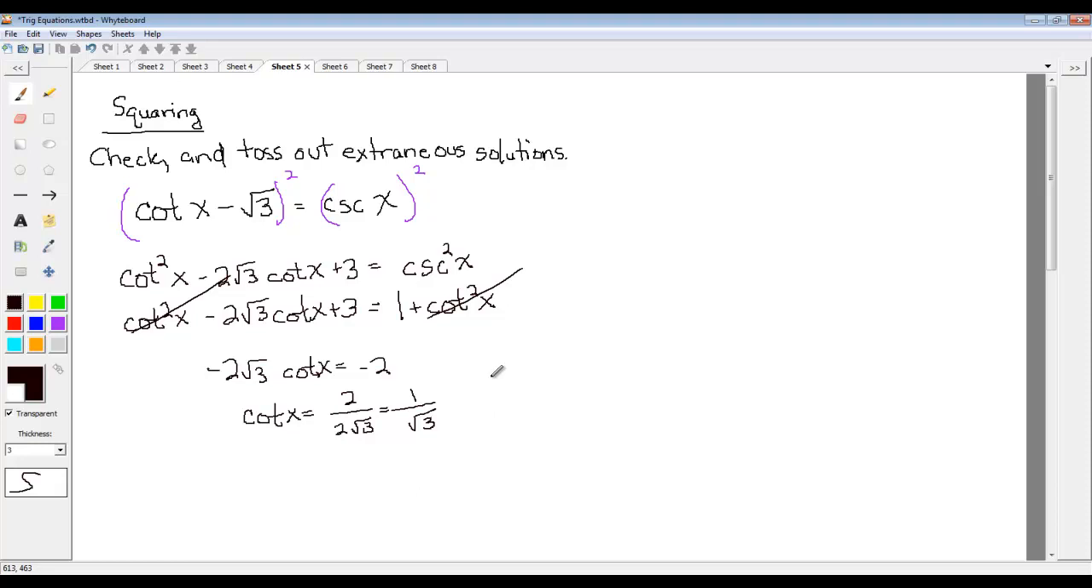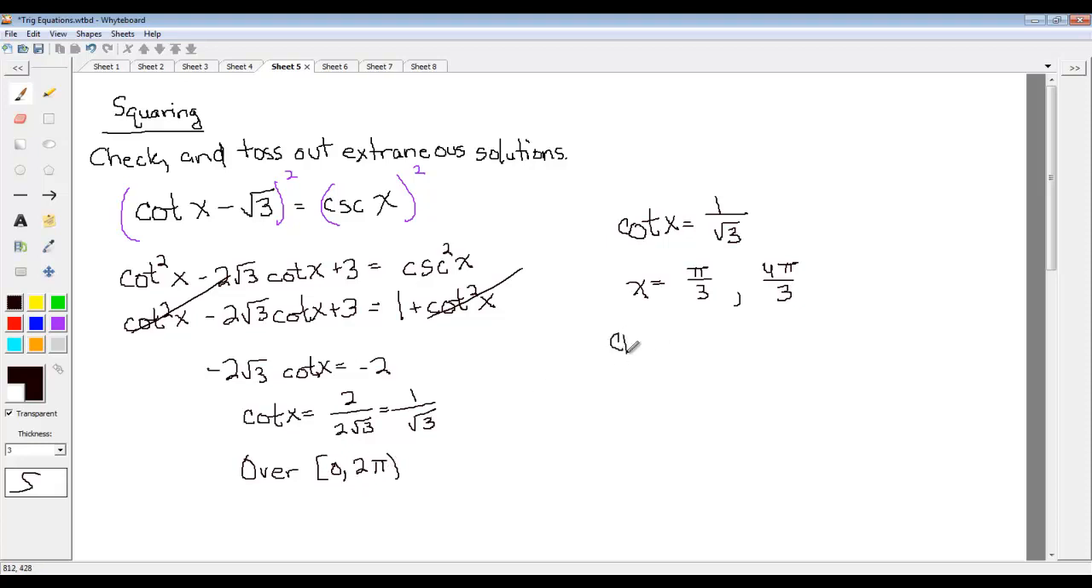Okay. Now, they're going to ask us to solve this over 0 to 2 pi. So 0 to 2 pi tells me I'm in radians. Where exactly does cotangent x equal 1 over square root of 3? This is a problem I can tackle with my unit circle. This happens at x equals pi over 3, and also at x equals 4 pi over 3, when I'm going through 0 to 2 pi.